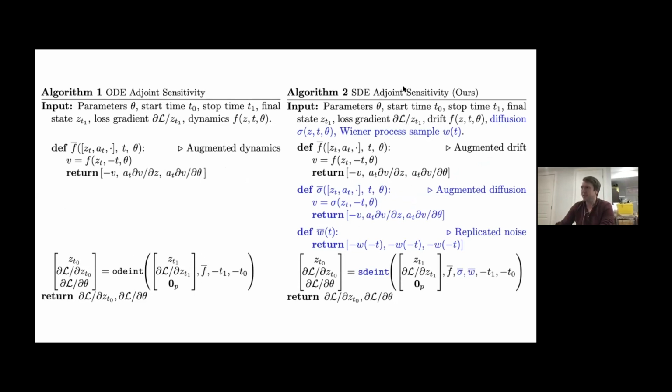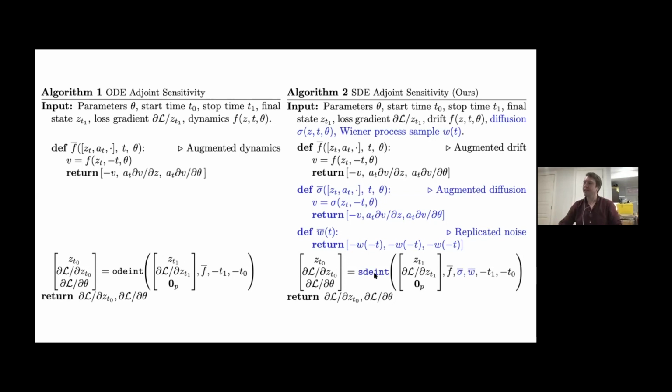The SDE version is exactly the same setup, except that we have this extra diffusion function sigma, and we have to have an entire sample from a Wiener process, which was hard to implement before. Now we can just implement that with the algorithm we had before. I mentioned we make these augmented dynamics for the drift just the same way as for the ODE, and then we do the exact same thing for the diffusion, and we also negate the noise. So it's again just negative signs in front of everything, just copy and paste.